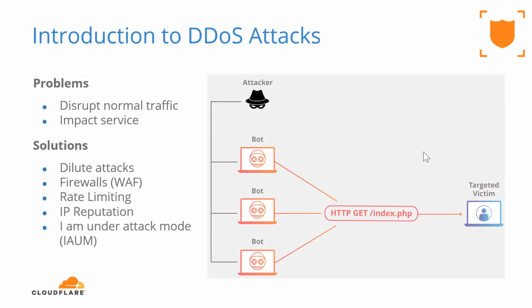So the objective of a DDoS attack is to bring down the server to impact or stop the service of the application. And how does Cloudflare stop this? First, through our network, what we will do is detect the attacks. We have multiple mitigation methods, which I will explain later. On top of that, we have WAF, rate limiting, IP reputation database, and I'm Under Attack mode.